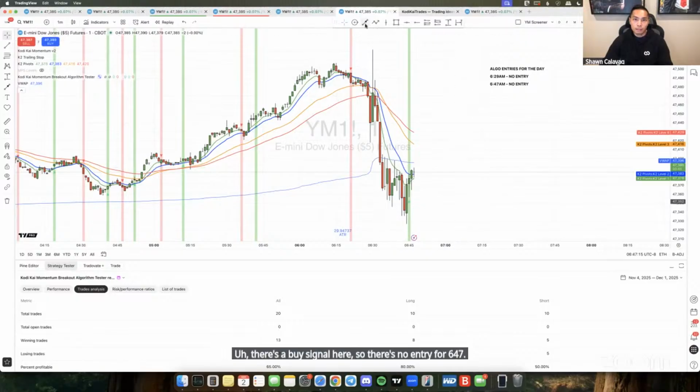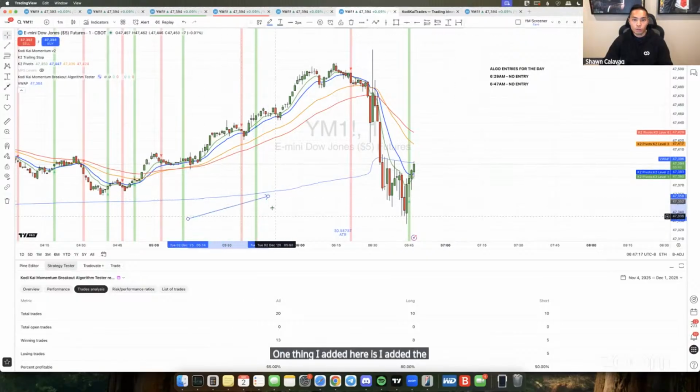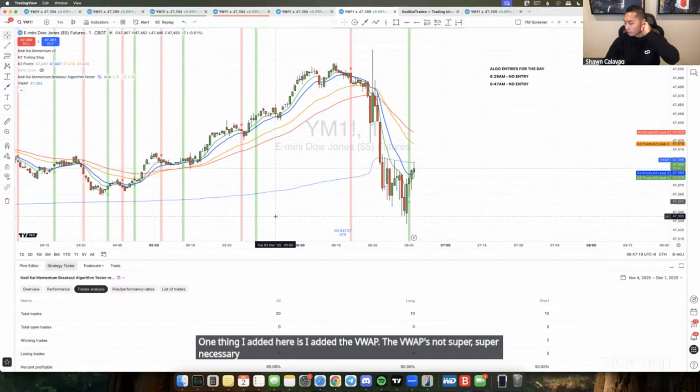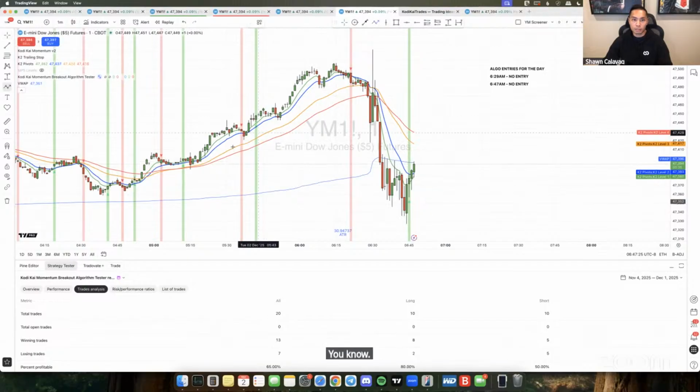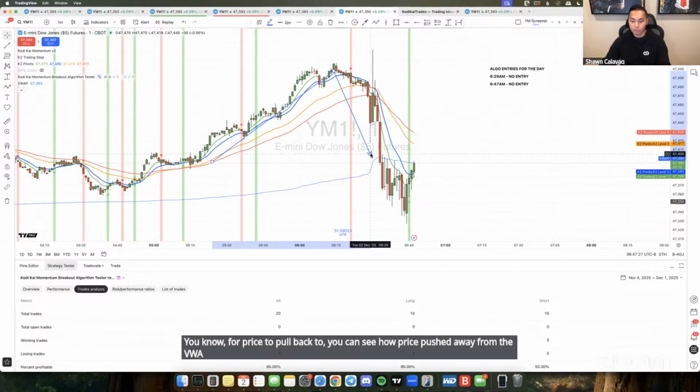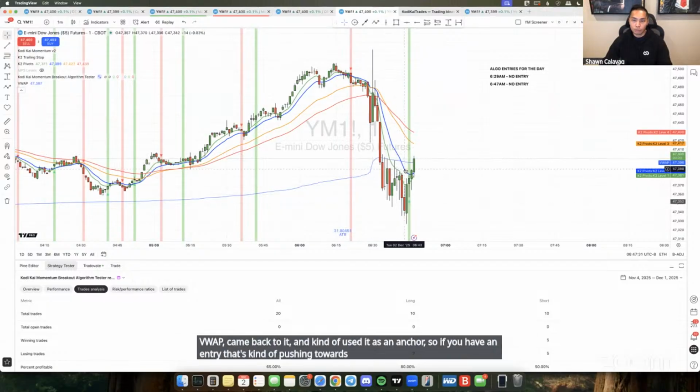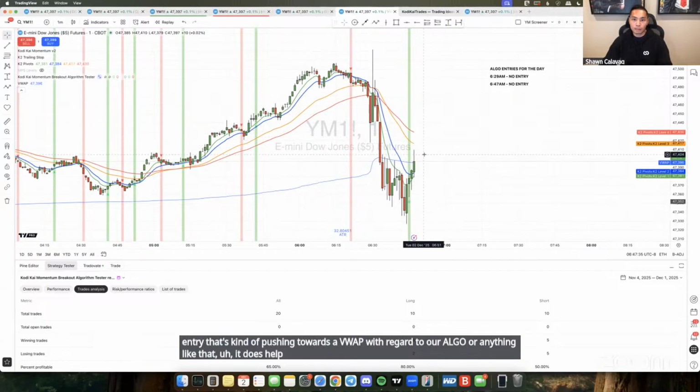One thing I added here is I added the VWAP. The VWAP's not super necessary, but it's something that a lot of people use, including hedge fund managers. We just use this as an anchor, basically, for price to pull back to. You can see how price pushed away from the VWAP, came back to it. You kind of use it as an anchor. So if you have an entry that's kind of pushing towards a VWAP with regard to our algo or anything like that, it does help a lot to just see where price is likely to push to.